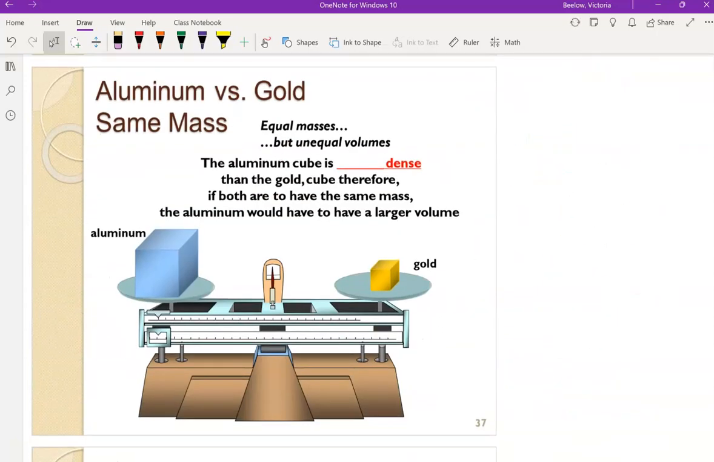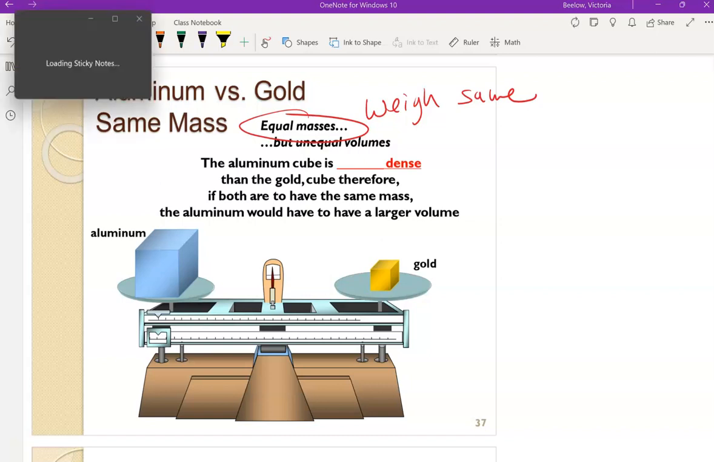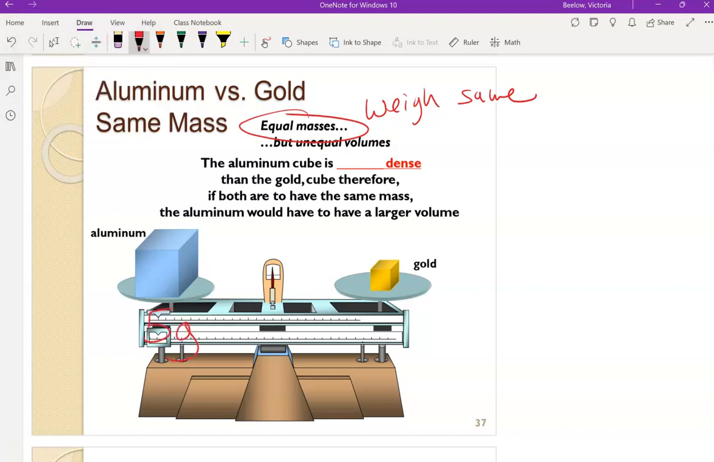So both of these have equal masses, okay? So they both weigh the same, just like the ton of styrofoam and the ton of bricks. So like these are both, I don't know, let's say 5 grams or something like that, okay? So they both weigh the same, okay?